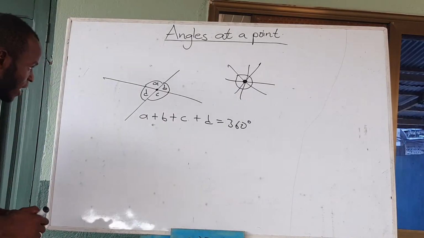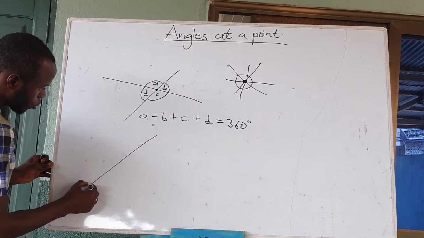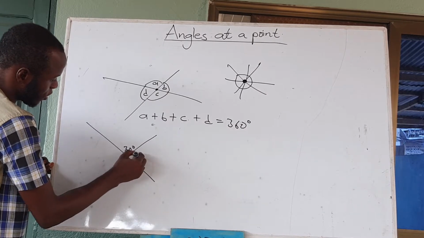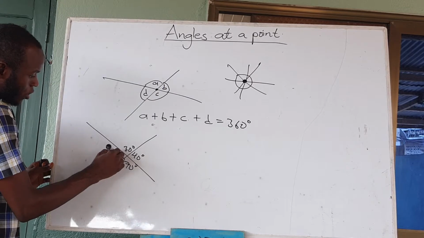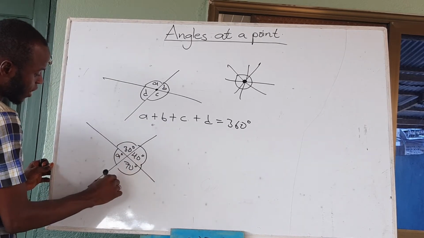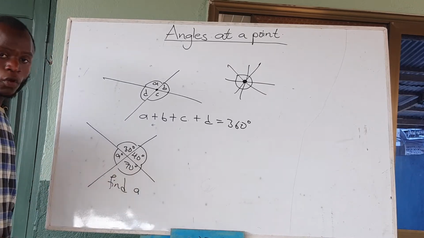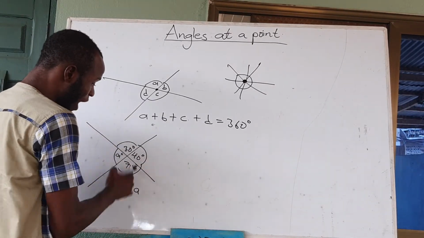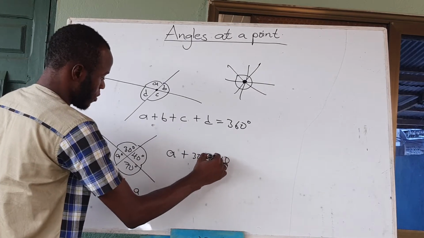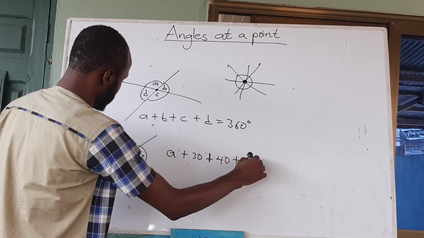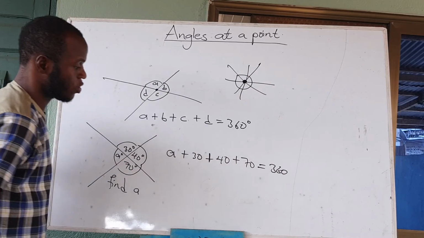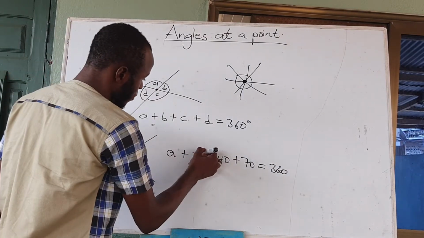Okay, so quickly let's look at an example. Here let's say we have 30 degrees, 40 degrees, 70 degrees, and unfortunately we have an angle A here which we don't know. They said you should find A. So straightforward, what you do is you add all of them. We have A plus 30 plus 40 plus 70, equating to 360 degrees. They are all in degrees, so you can bring the degrees in or just leave them out.